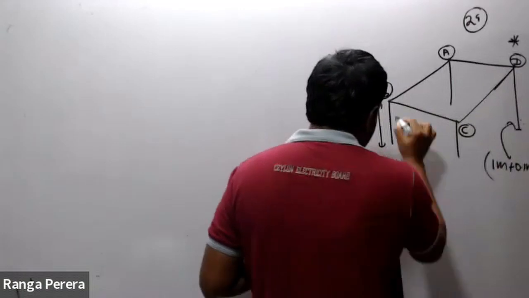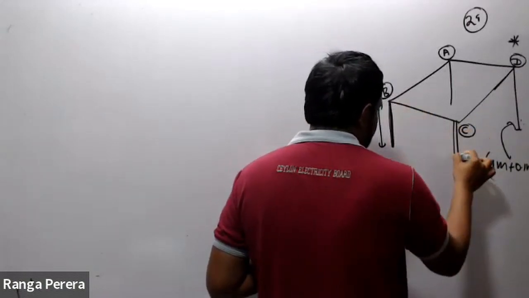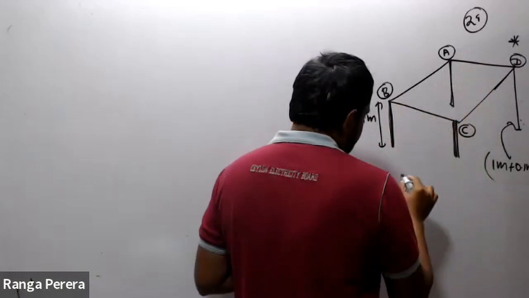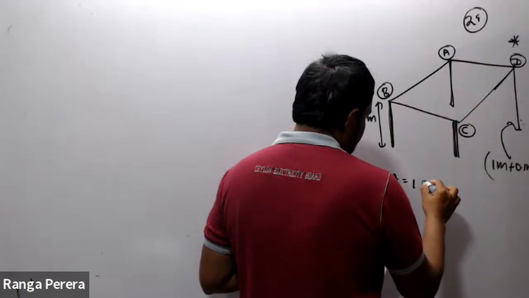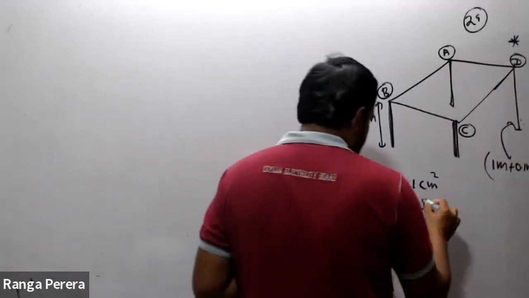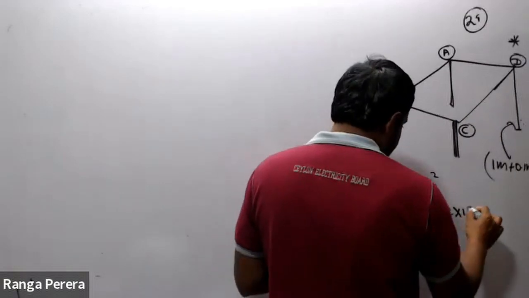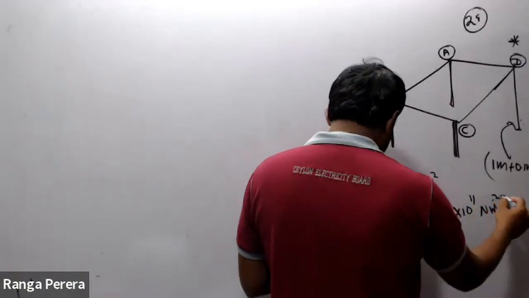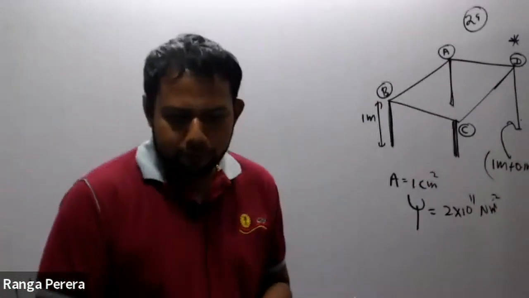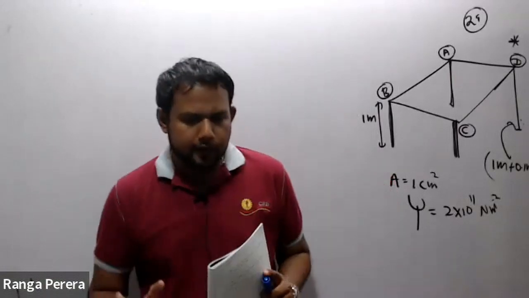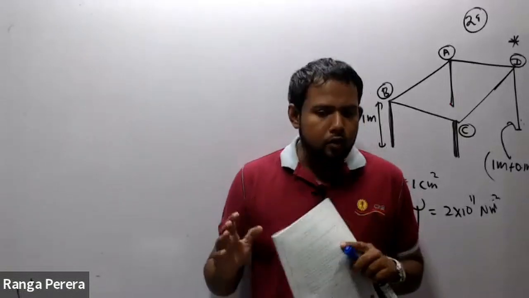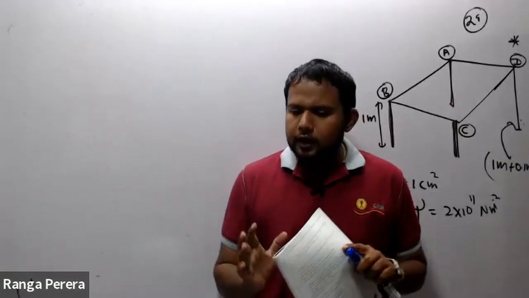Each leg has a cross section of 1 square centimeter. Let's say capital A, 1 square centimeter. The Young's modulus of the material is given as 2 × 10 to the power 11 Newton per meter square. Right. Before proceeding to the answers, can you understand the practical situation? I always want you to understand the practical situation, then only you can try the next question.